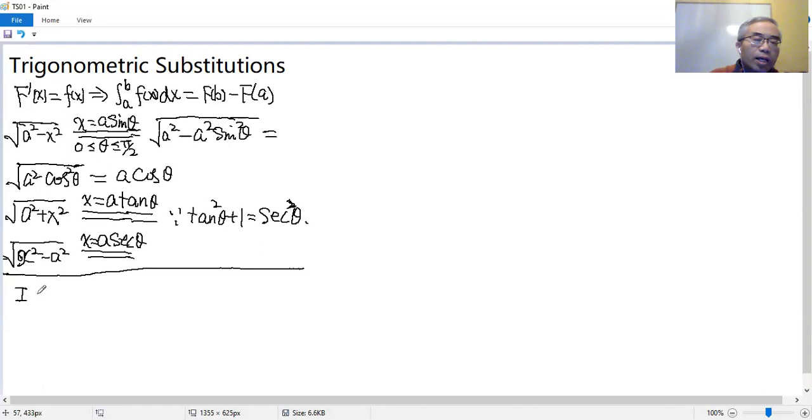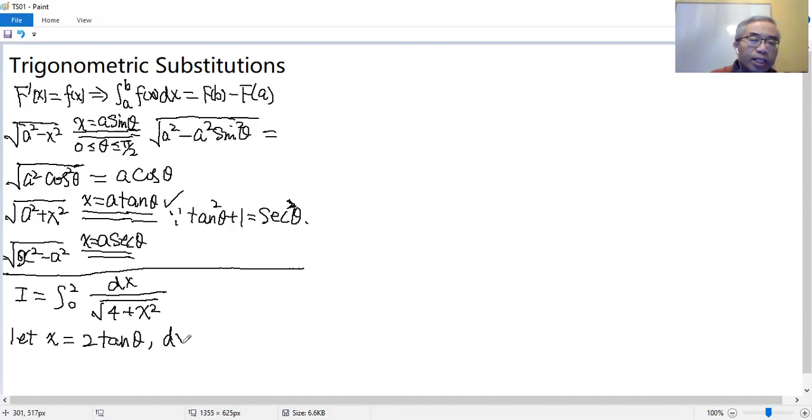Now let's look at two examples. The first one: I equals the integral from 0 to 2 of dx over the square root of 4 plus x squared. We can use the second substitution. Let x equals 2 tan theta. Then dx equals the derivative of 2 tan theta, which is 2 secant squared theta d theta. And we also need to change the limits.